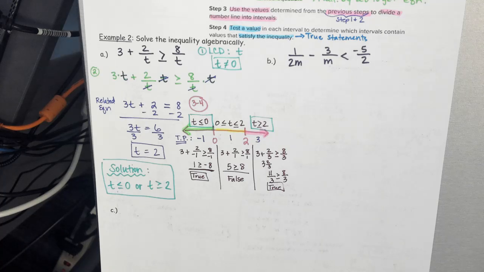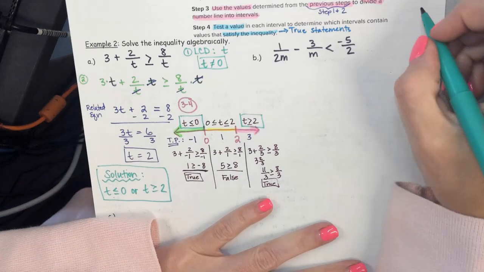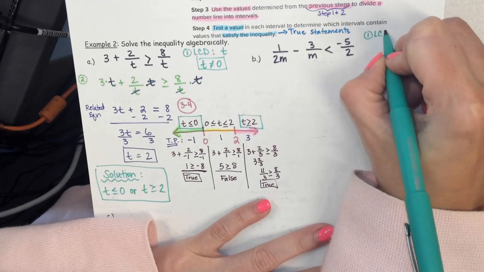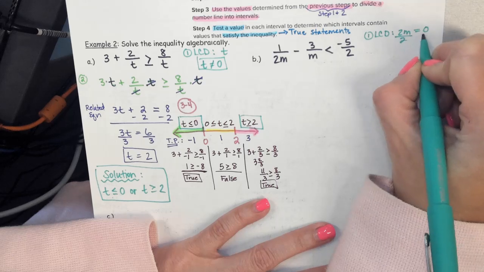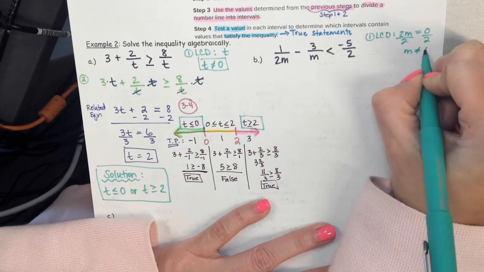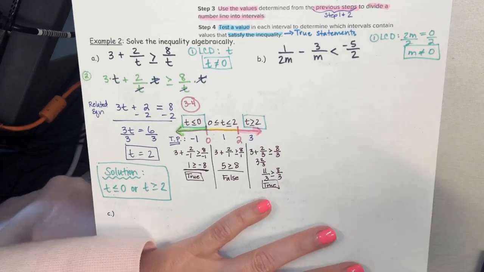Okay, so what did we find for the LCD? 2m is right. Once you know it's 2m and you set that equal to 0, you know that m can't be 0, and that's one of your key values.